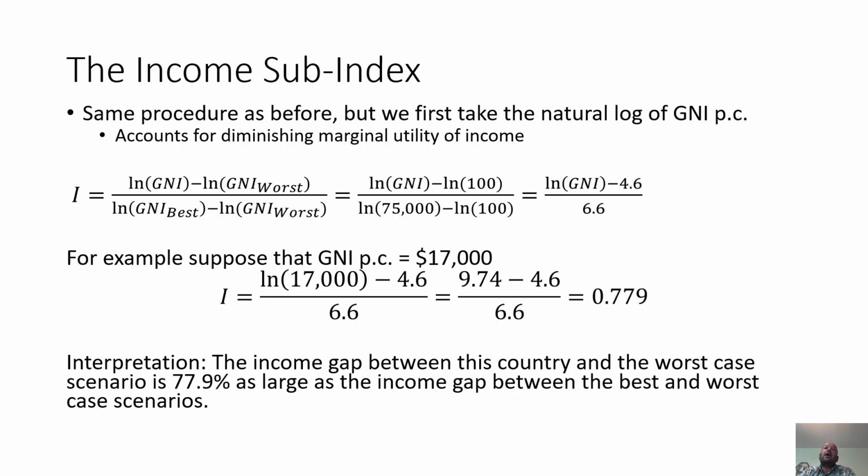Now, finally, we're going to take a look at the income subindex. Now, just to make things complicated, there's a better reason for that. Rather than just using income as it is, we're first going to take the natural log of income. Now, the reason we do this is that there's a concept called diminishing marginal utility of income. The basic idea here is that as you increase your income, each successive dollar of income is going to generate less and less utility. So imagine there's a $100 bill lying on the street, right?